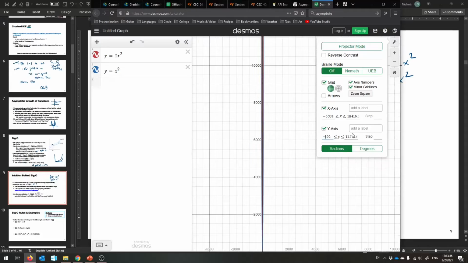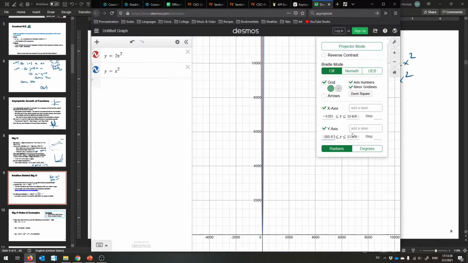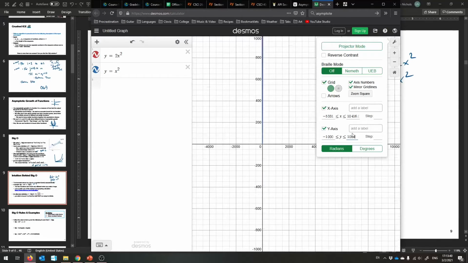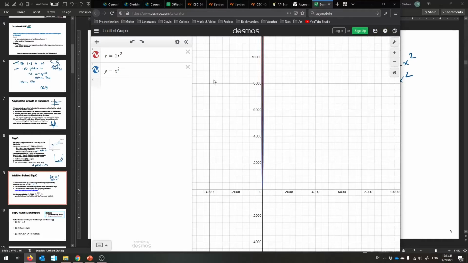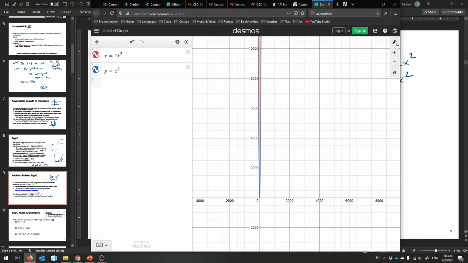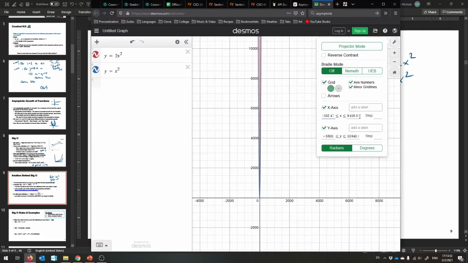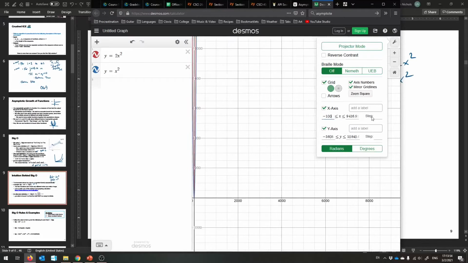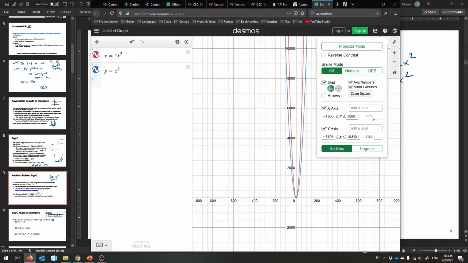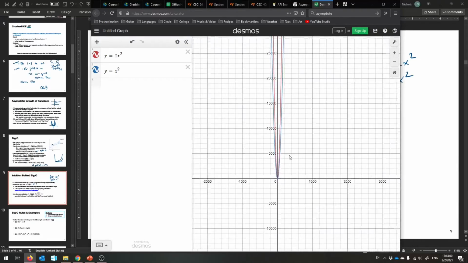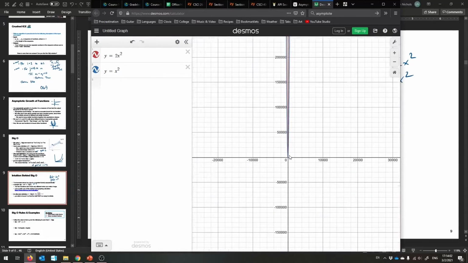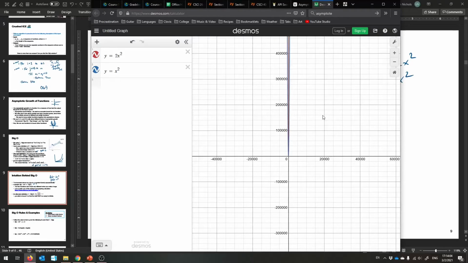Negative 1,000 to 1,000. No, even more. Oh, sorry, not the y-axis, but the x-axis. That's better. So yeah, you can keep zooming out. I guess that didn't really help. But essentially, they're the same.